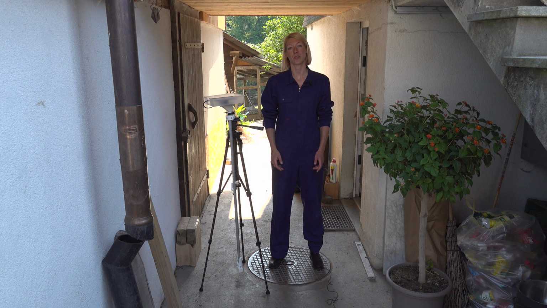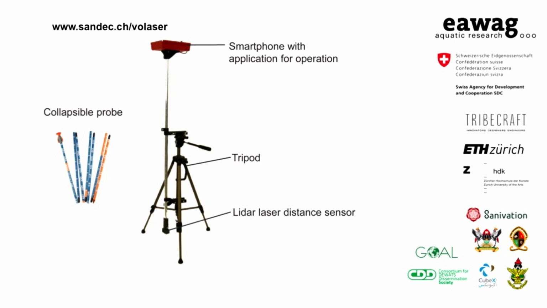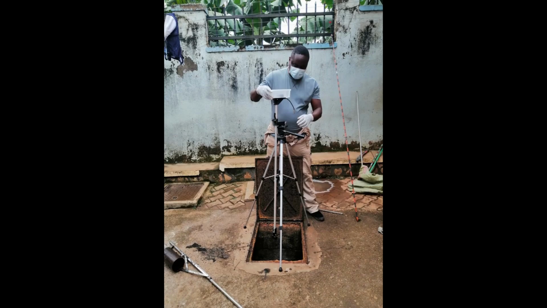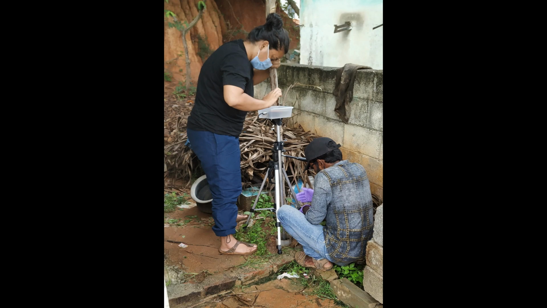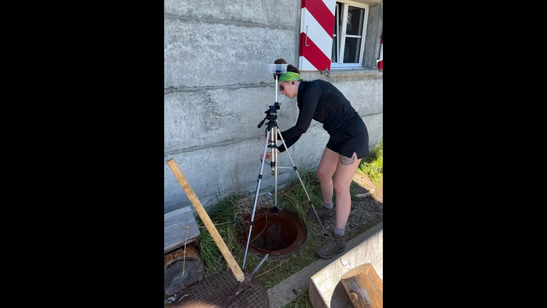Video, I will demonstrate how to use a Volaser device to measure the volume of an on-site sanitation system and the fecal sludge inside. The Volaser was developed by the Muse research group at Eawag in collaboration with research partners to be able to measure in situ volumes of accumulated fecal sludge.